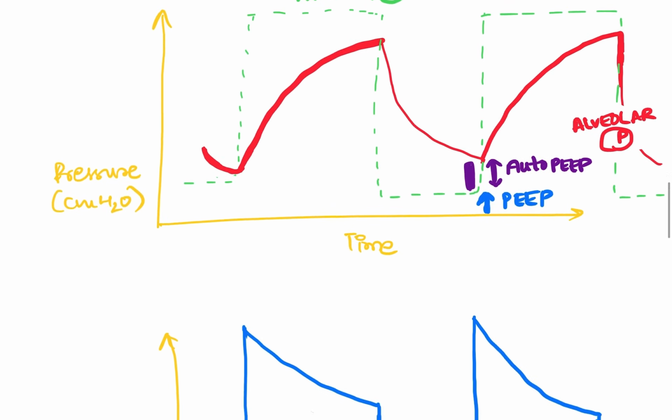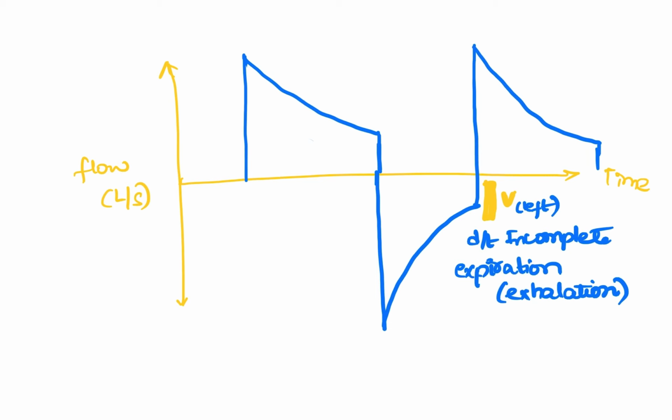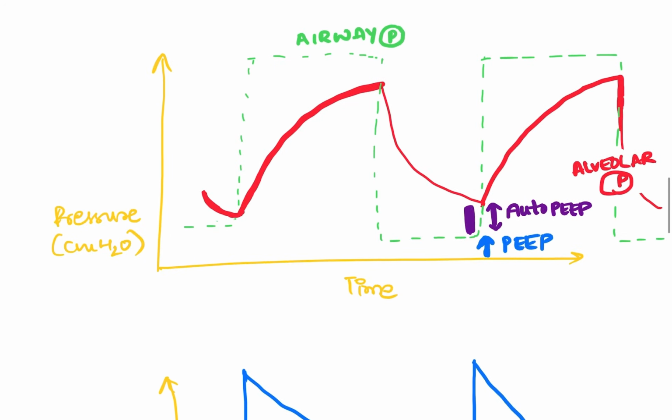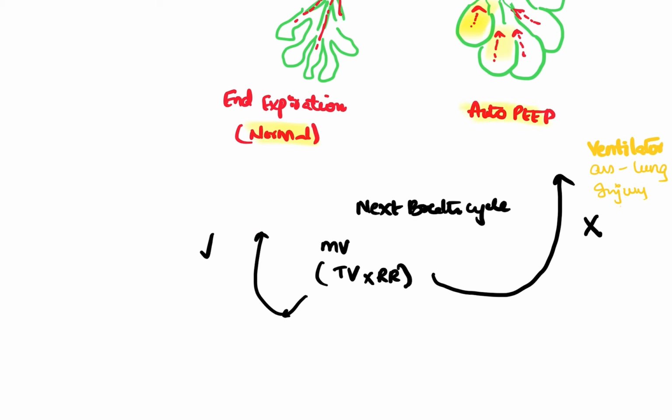If you look at the pressure volume loops, you will see in the flow loop that this excess volume, because of the incomplete exhalation, creates some positive pressure, that's called auto PEEP. So now, instead of coming to the baseline, there is already an excess pressure from where the next breath cycle starts.